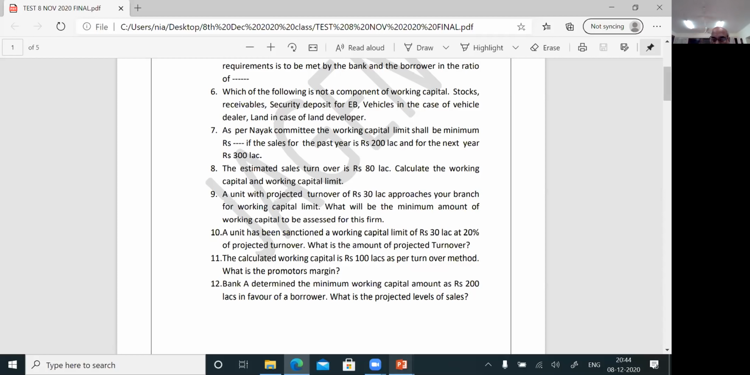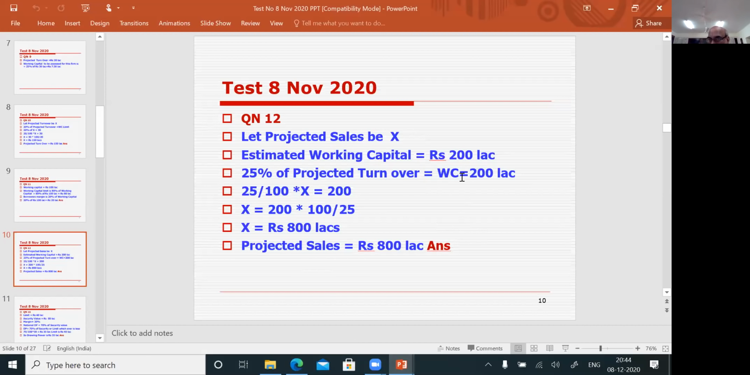Question number 12, very quickly we will do. 25% of the projected turnover is the working capital. The working capital is 200 lakhs, so 25% of X is equal to 200. X is 800, which is the projected sales. Very, very simple. This type of question, if it comes here and there, you should not miss it.